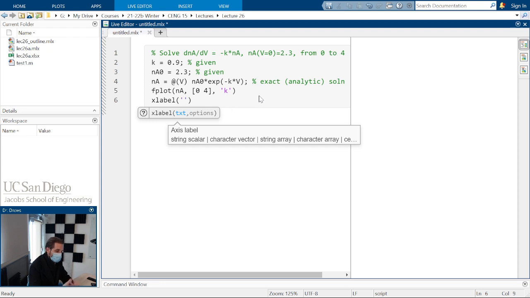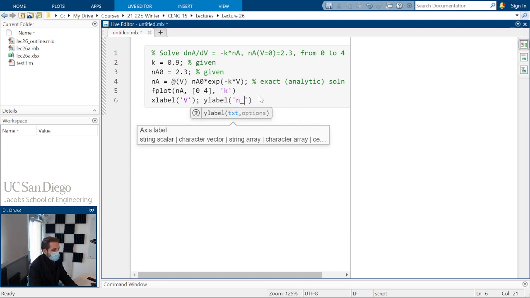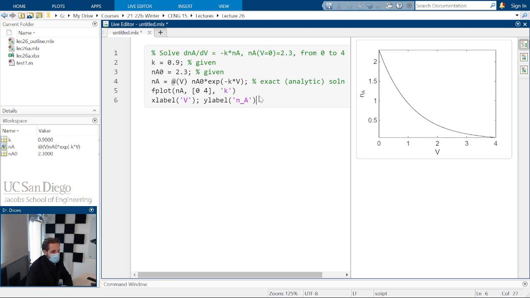And especially with differential equations, you should always, I mean, you should be doing it all of the time, label your axes. That's a perfect example of why an anonymous function is kind of helpful. It's easy to set up with something like this. So there's our exact solution.